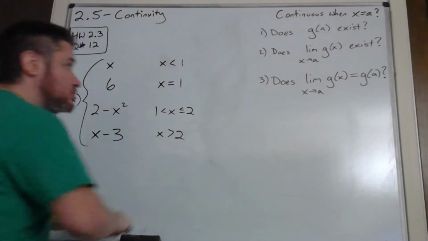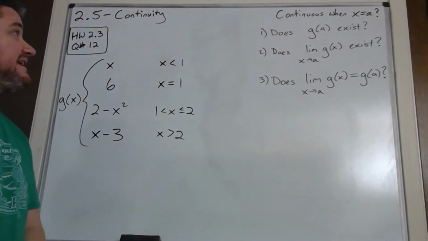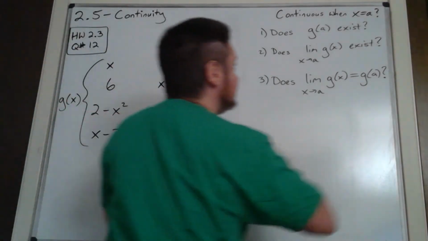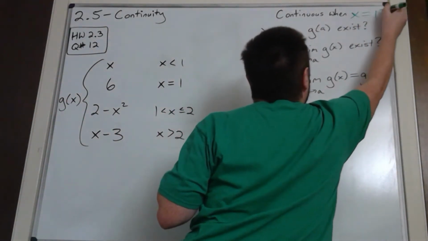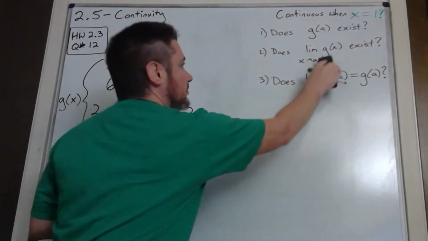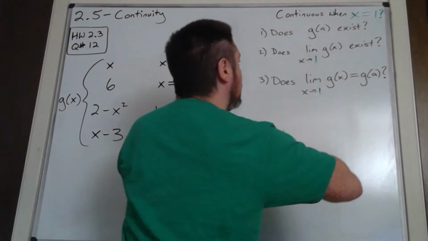All right. So I put up these 3 questions, right? I'm going to ask myself, is this function continuous when x equals 1? Okay, so that's the first question we're going to ask ourselves. So just change those a values to 1.